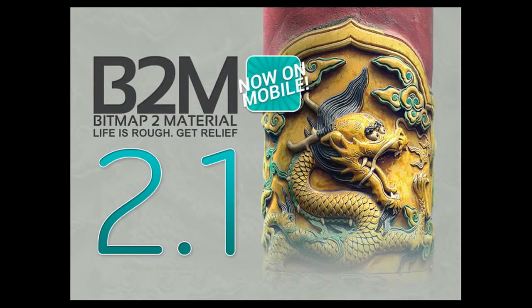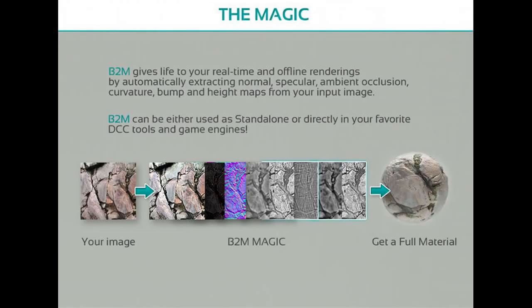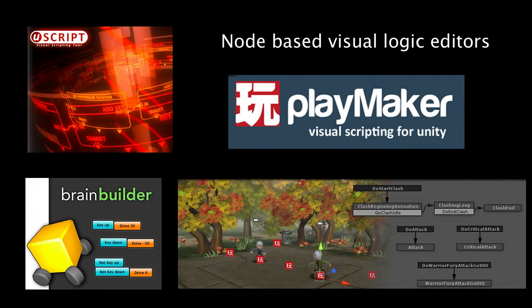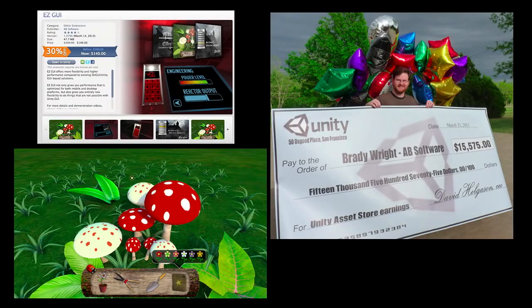B2M, this is a really cool extension from Algorithmic that lets you generate normal maps and basically all the maps you need, material maps, from a single image. Node-based visual editors, for those of you who don't want to actually open up a code editor and would rather just make your game logic visually. And yeah, GUI systems. We have things like Uniswift, which lets you design your interfaces in Flash, if you are so inclined. Oh yeah, Easy GUI is our first GUI solution from Brady Wright.